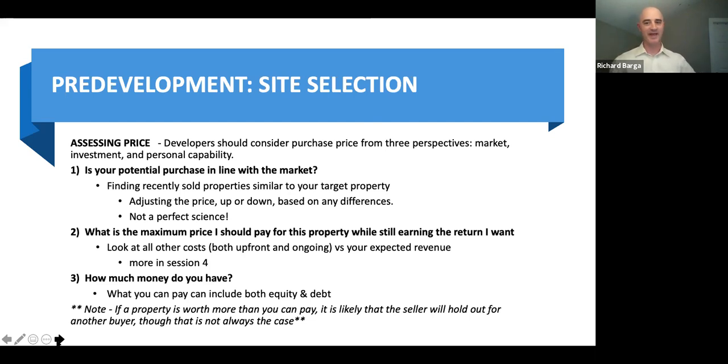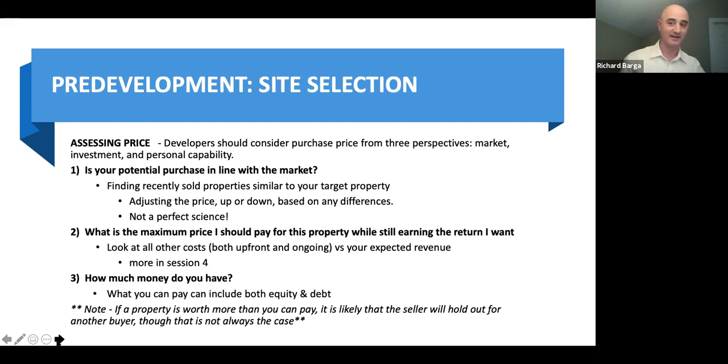So what I mean by that is, if there are 5 homes for sale on your block and they all go for $150,000, and the last house is listed at $250,000, is that price in line with the market? I would argue no.